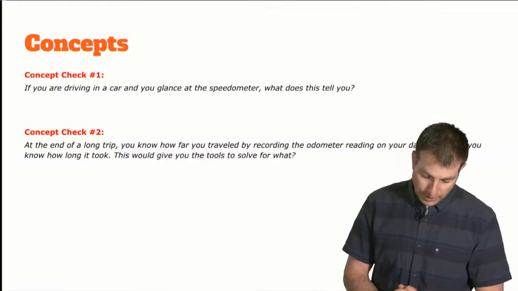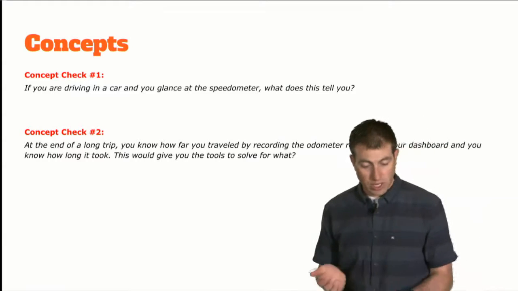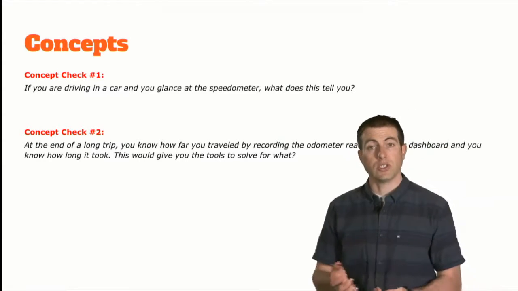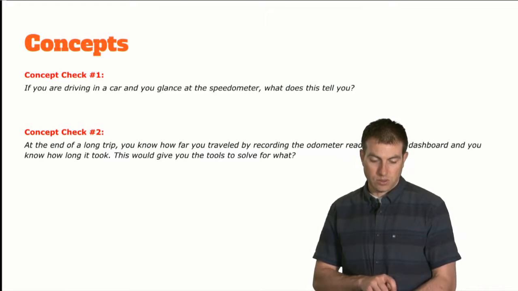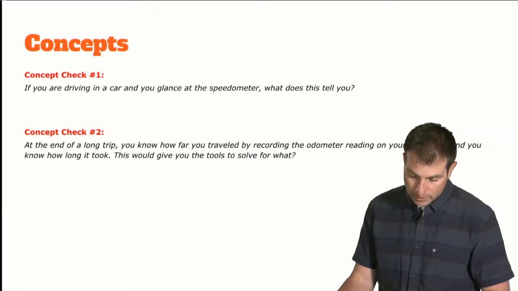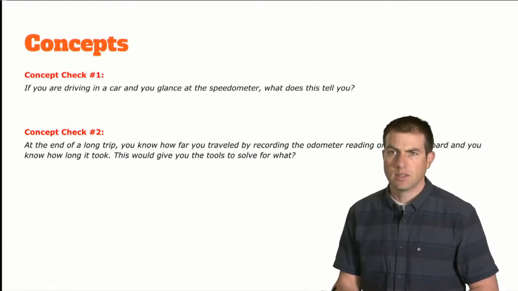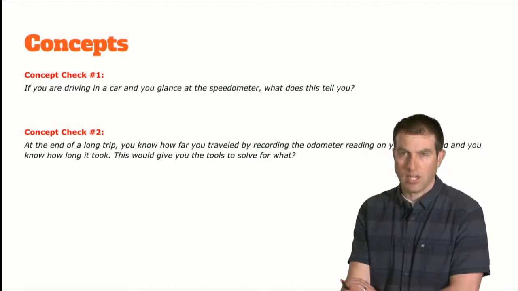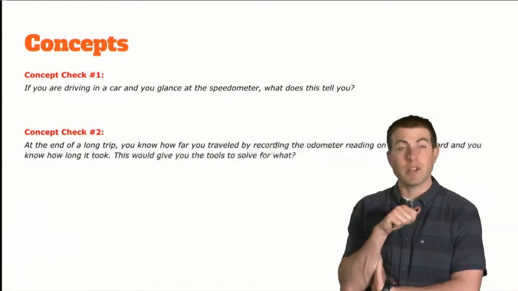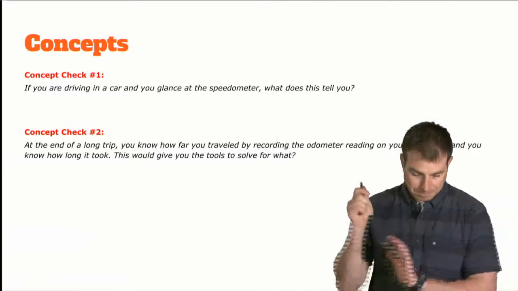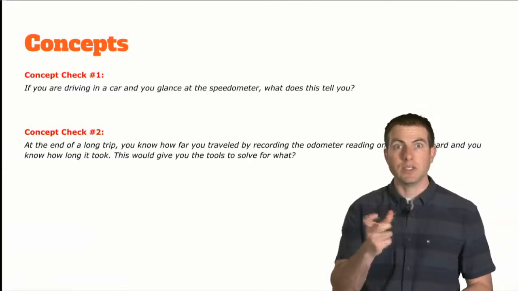And then the second one, at the end of a long trip, you know how far you've traveled, and you know how long it took. And this gives you the tools to solve for what. So concept check number 1, you're doing your written driver's test. You're trying to get your L. Yeah, so the speedometer tells you your speed. Exactly. Perfect. And of course, the word speed is right in there.